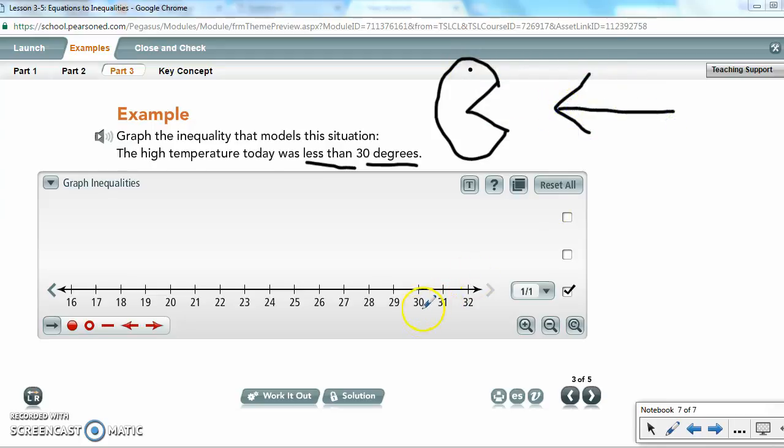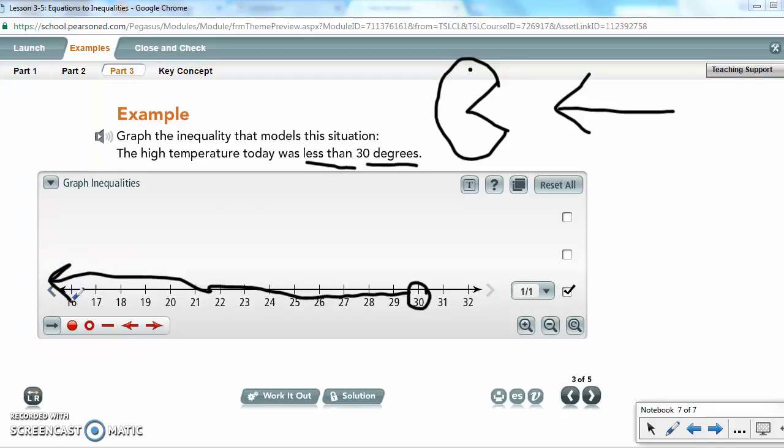So if I'm looking at 30, 30 is the number I'm starting at. My circle is going to be open because it didn't say less than or equal to, it just said less than. So which way should my symbol go? Well, my symbol is going to go less than. So 29 will work, it could be 28, it could be 27, any of these numbers going this way. So I'm going to draw my arrow.